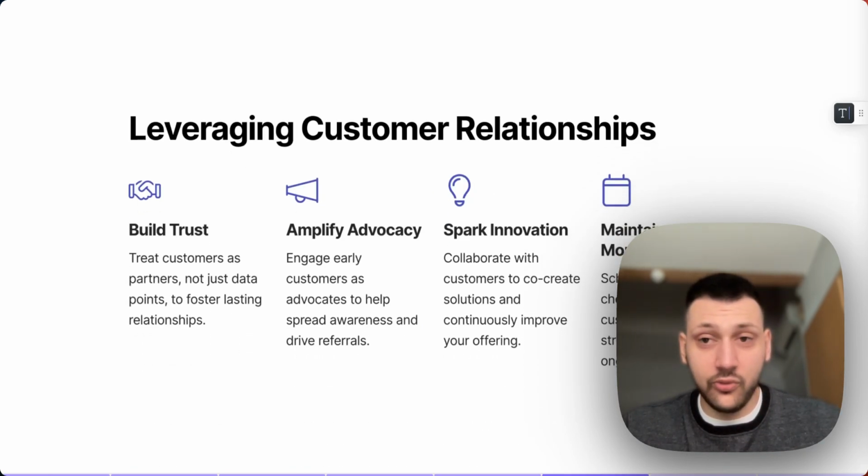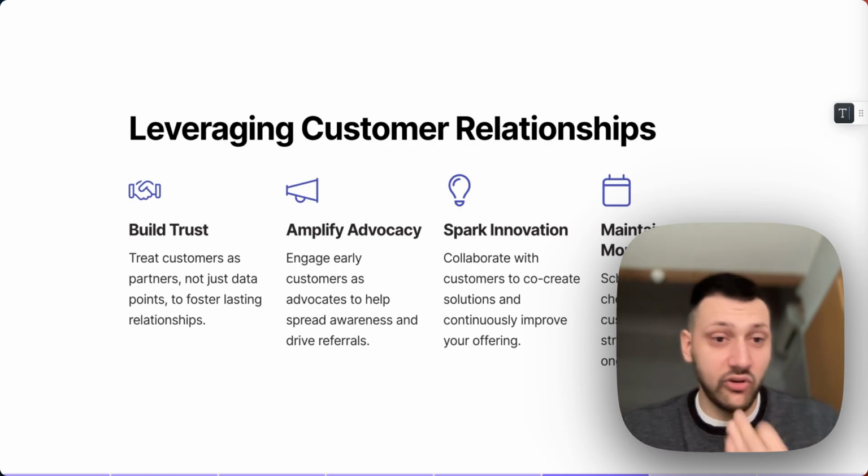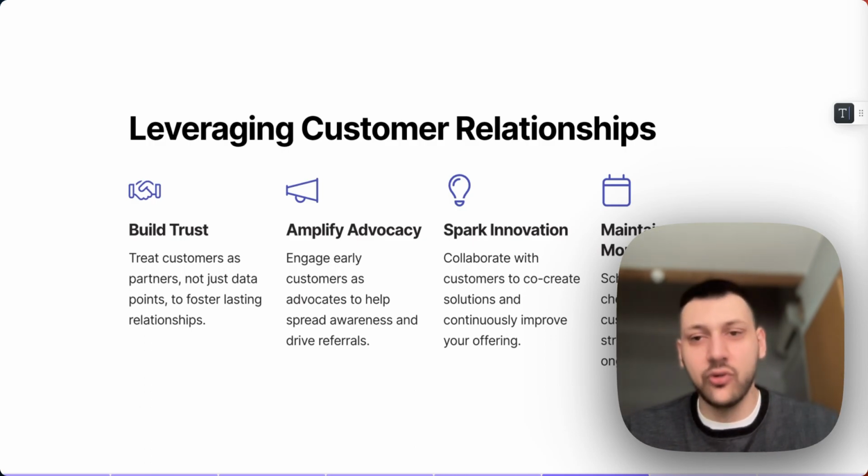Leveraging customer relationships is also a good one. If you already started, if you already have customers, ask them, why did you choose us? Why not a competitor? Write it down. And this is really, really crucial. And then look, how can we amplify those customers we already have? What do they have in common?